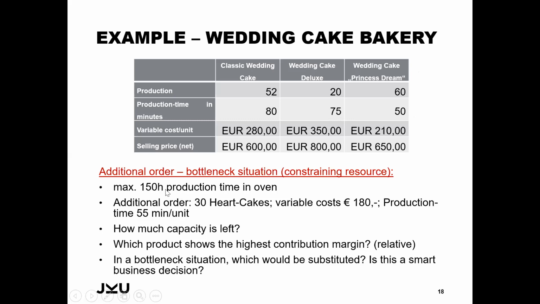150 hours times 60 equals 9,000 minutes. So we have 9,000 minutes. That's the max production time in the oven. And then the question is, how many minutes are those? And we need to subtract that. Maybe the capacity is already maxed. Maybe not. For that, I'll switch the screen again, and then I will go to the solutions once more.